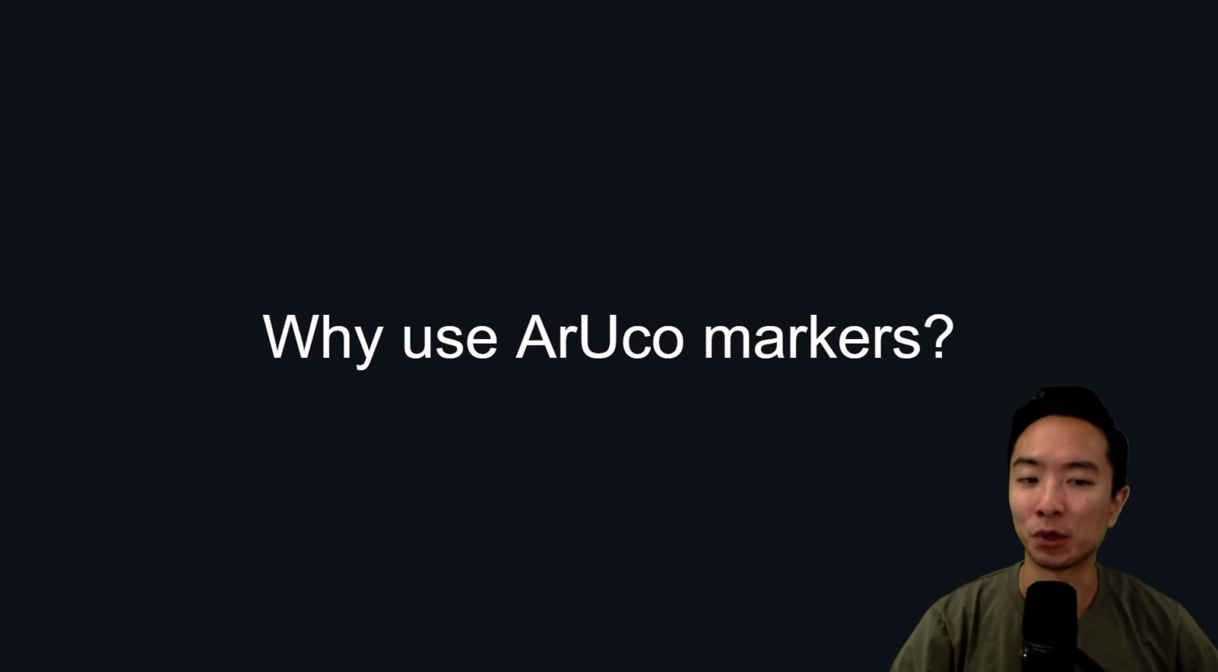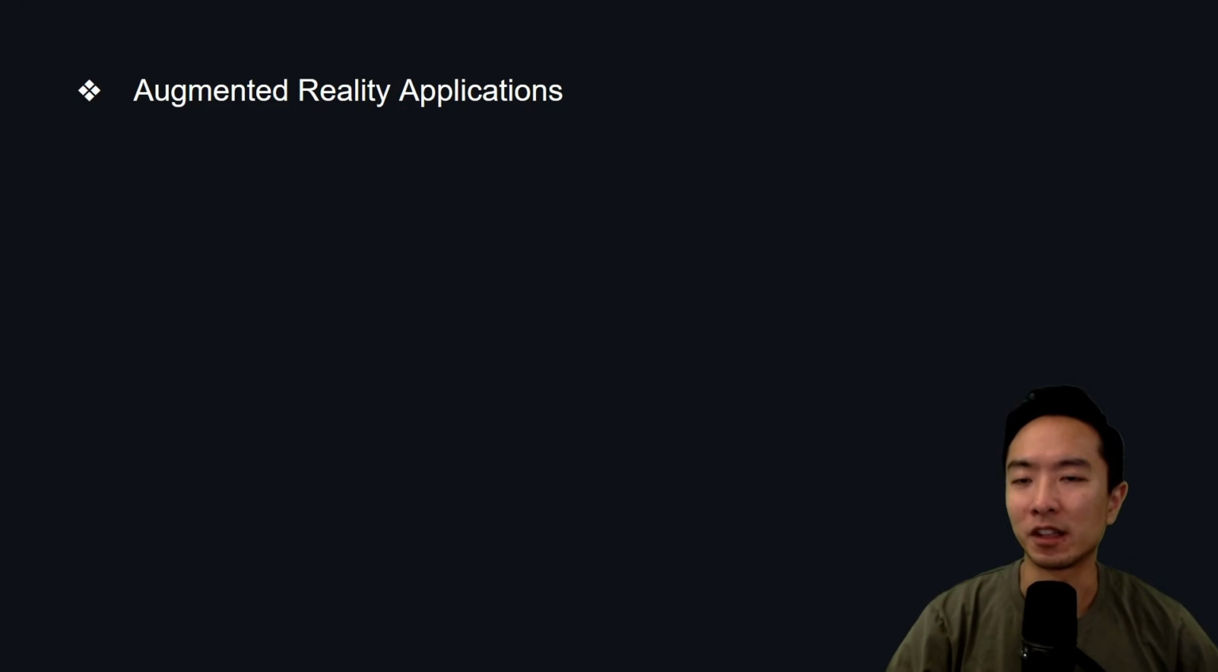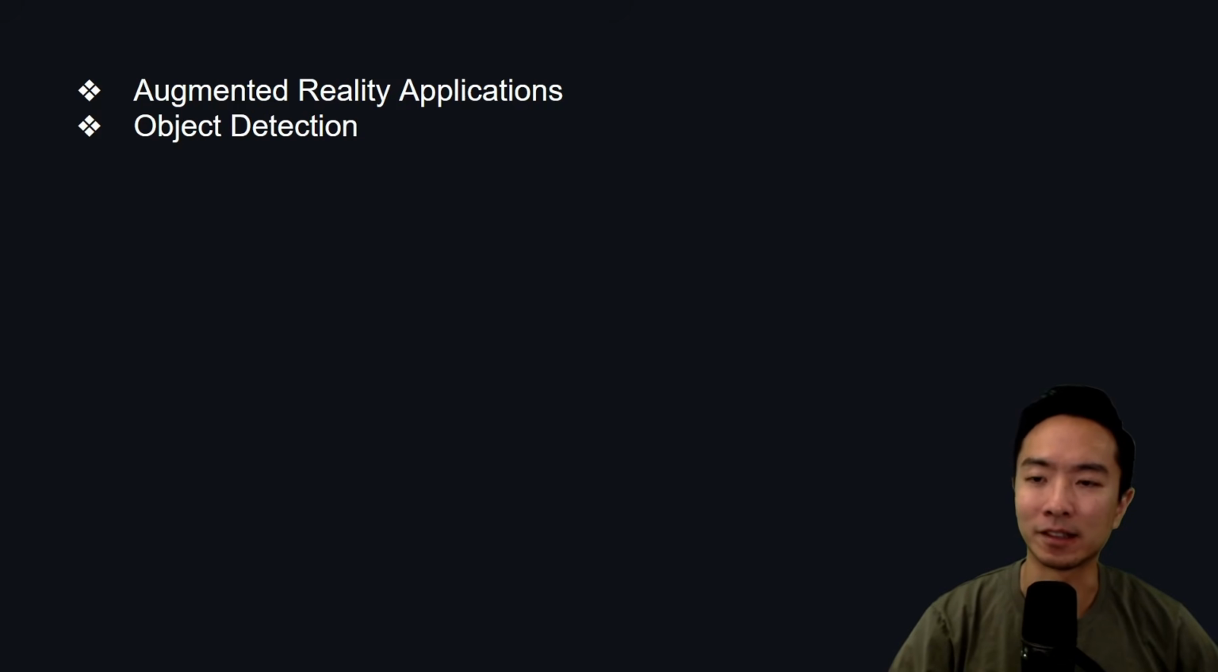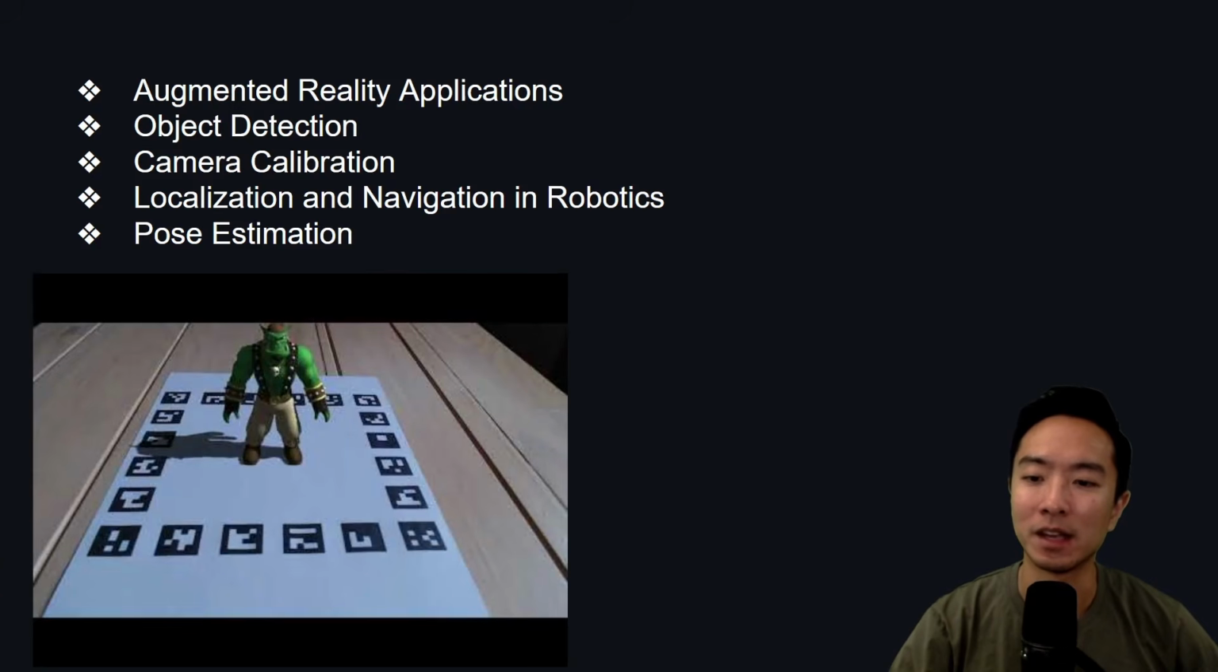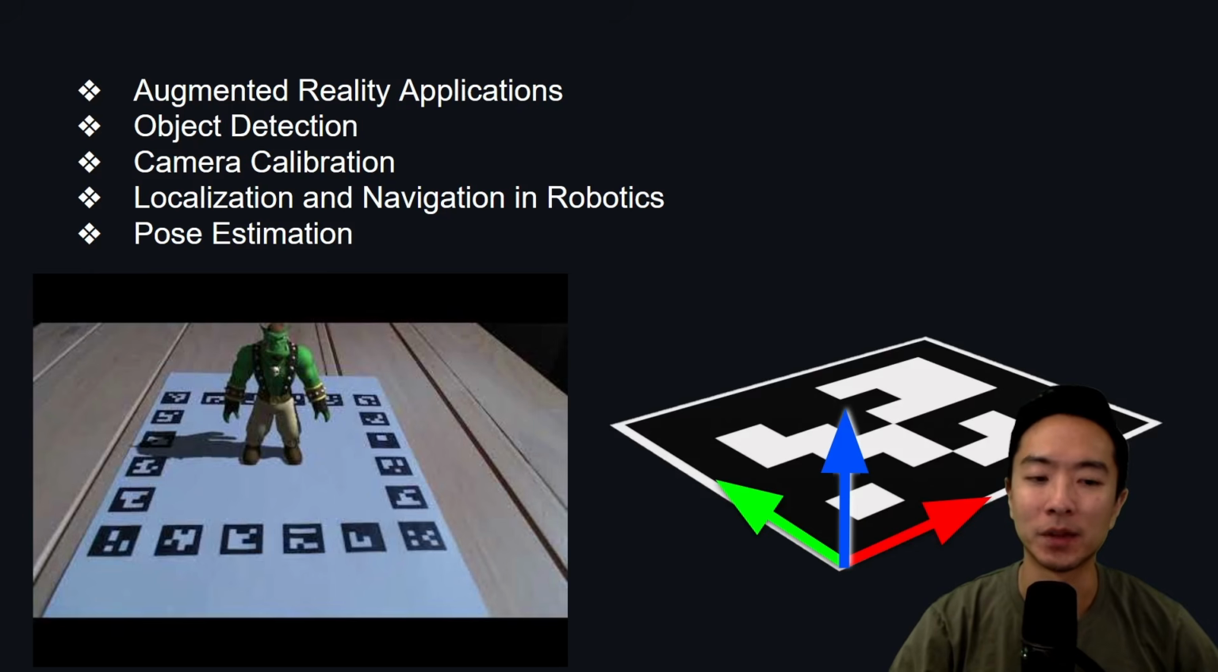Why use ArUco markers? So there's a lot of different applications, things like augmented reality, object detection, camera calibration, localization and navigation in robotics, pose estimation, and these are some examples. This one is with augmented reality, trying to project a figure onto a table here, and then for pose estimation, which will be the main topic of this video.